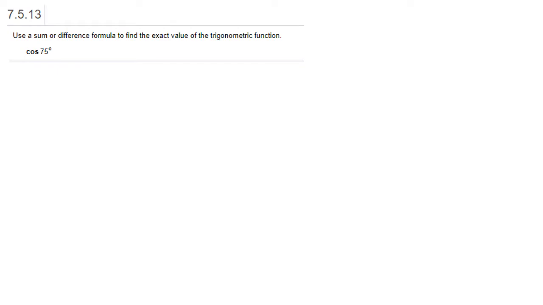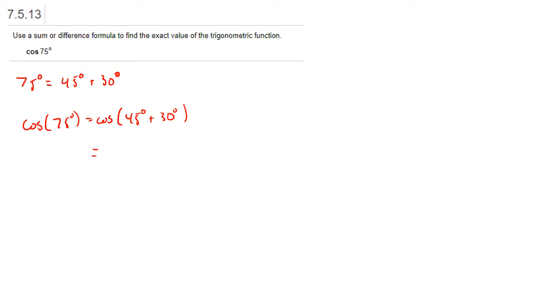75 degrees is not quite an angle that we can exactly find the sine or cosine for based off our standard reference circle. However, I would say that 75 degrees can be expressed as the sum of 45 degrees and 30 degrees, each of which we can find the sine and cosine of. So we set up the cosine of 75 degrees. That's the cosine of 45 degrees plus 30 degrees.